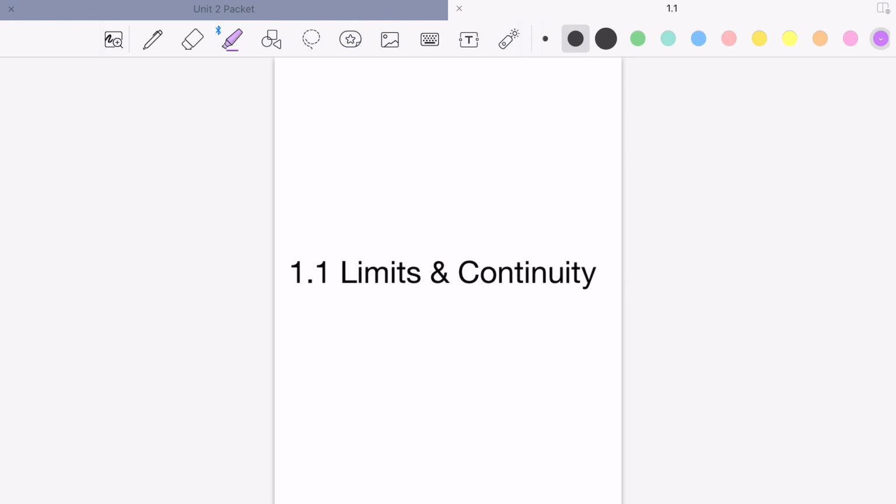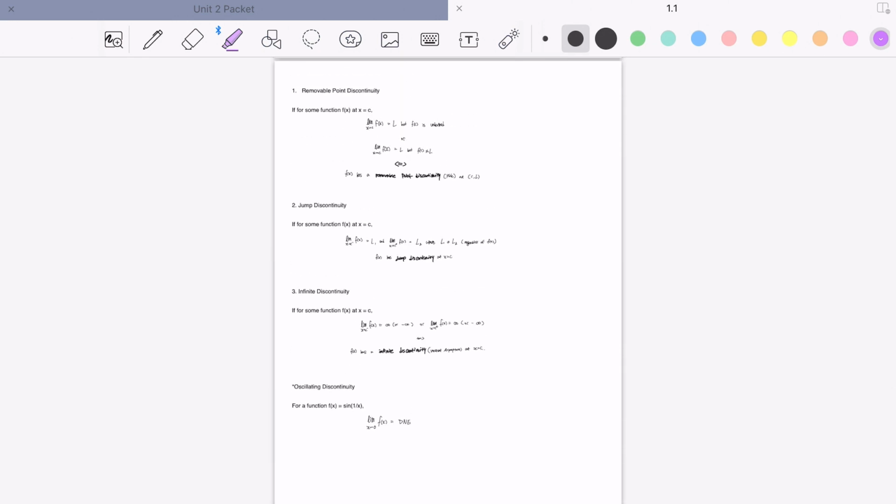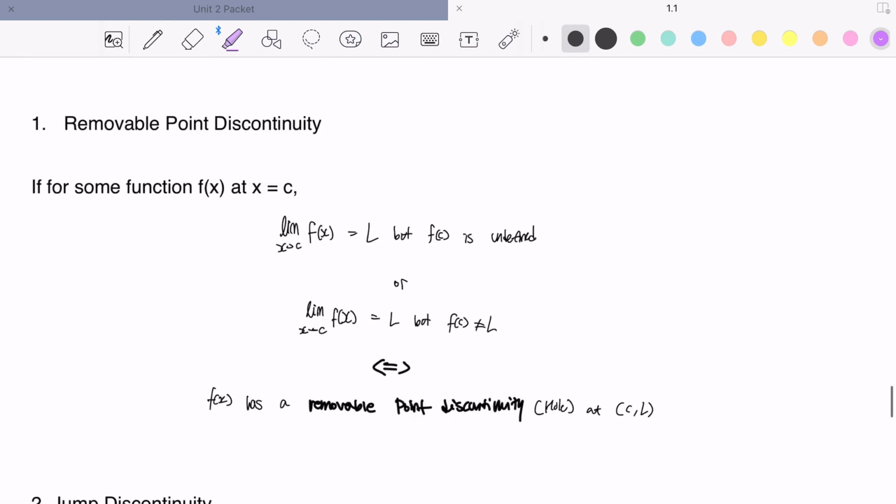Today, this is our second video for Chapter 1, Section 1, Limits and Continuity. We're going to learn about discontinuity this time, so let's start right away. There are 3 discontinuities that we're going to learn about, but there is 1 extra discontinuity, which is a special occasion, that occurs not so often, but it is also essential to know. So let's start. The first one is called removable point discontinuity.